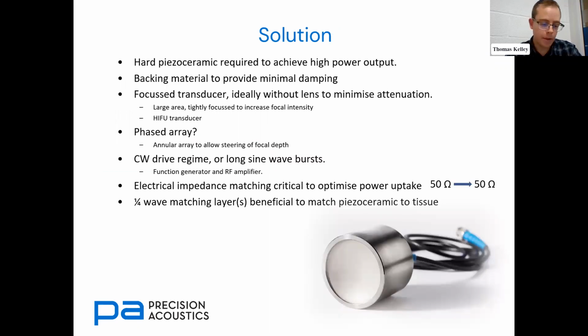So as a solution this time, maybe we'll go for a hard piezoceramic transducer capable of outputting decent power levels. Again, focusing would be pretty beneficial for us in that it will increase our ultrasonic intensity and localize the heating as we required in the scenario. We need to drive the transducer with a high power input, so we'll likely need some form of amplifier. And in this case, electrical impedance matching becomes quite critical to avoid excessive energy losses in our system and to ensure that the transducer can actually deliver the required power.